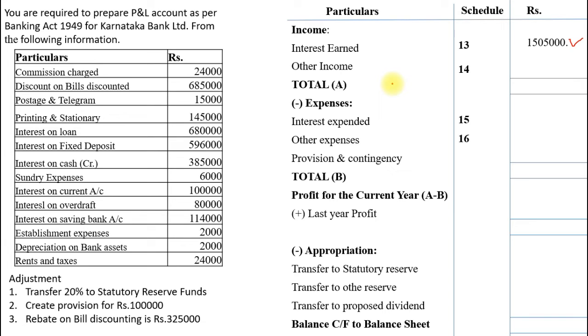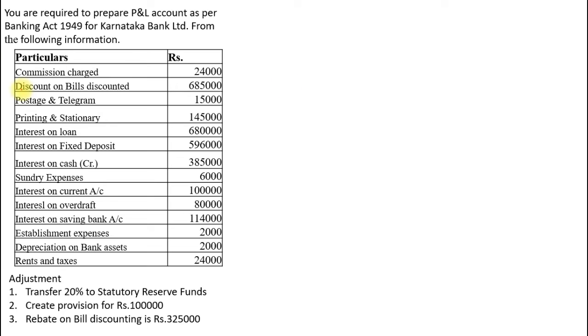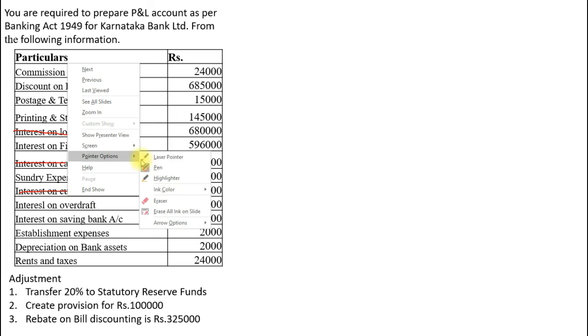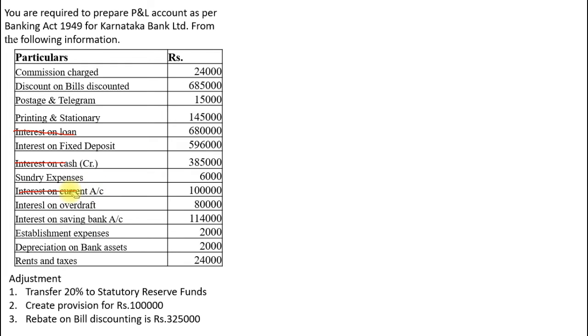Now let us start with Schedule number 14, other income. Let us check what other incomes are available. Now look here, we are already done with interest on loan, interest on cash, interest on, sorry, not this, interest on overdraft. Okay, we finished with discount and we have completed the rebate. So now we have to check for any other income which is available.